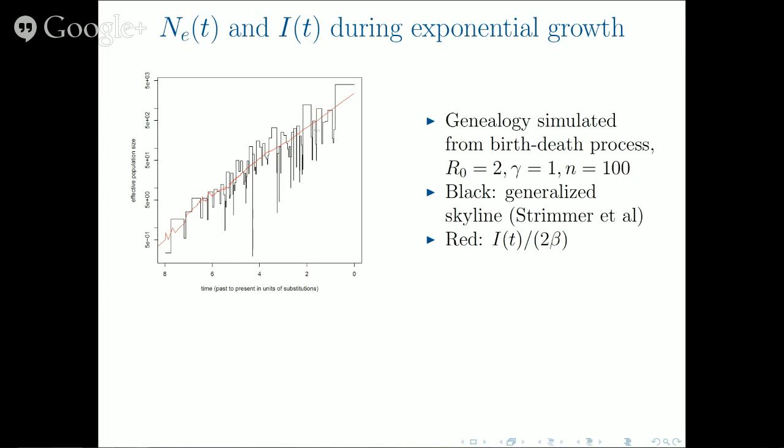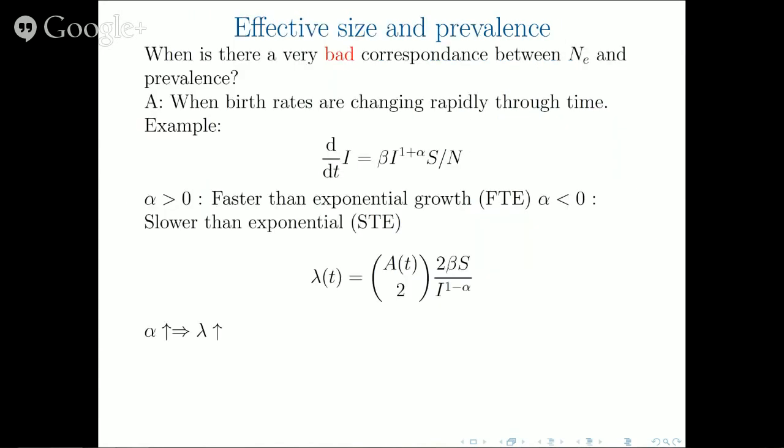Consequently, it's really not a bad estimate for the number of infections through time during exponential growth to simply fit a skyline estimate, for example, a Bayesian skyline in BEAST, and then to estimate the number of infections as NE times 2 times beta, presuming that beta is actually known. So that's an example of where effective size is actually a very good proxy for the number of infections through time. Is there a good example where effective size is a poor approximation?